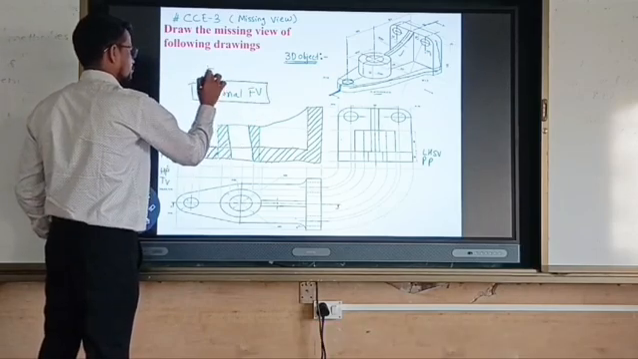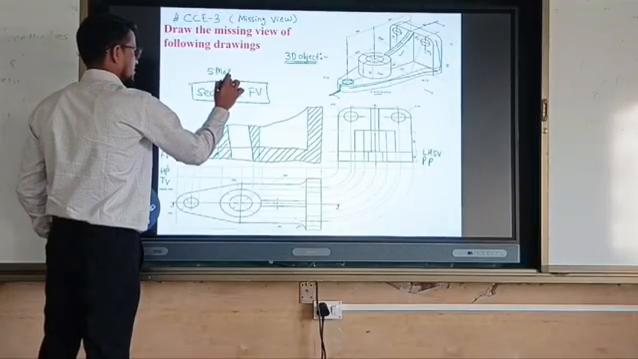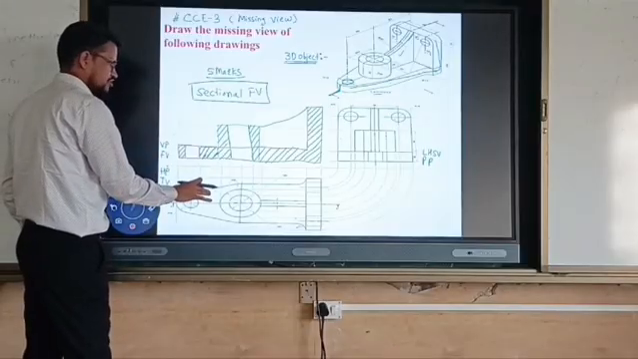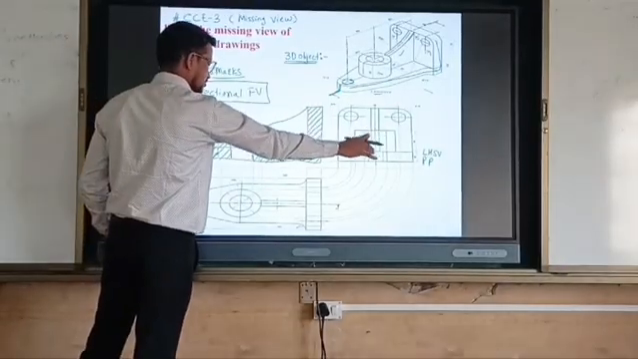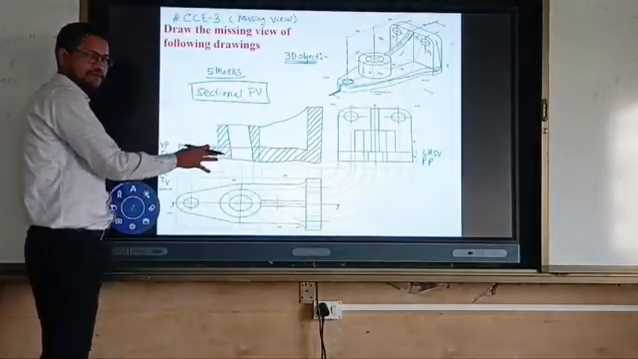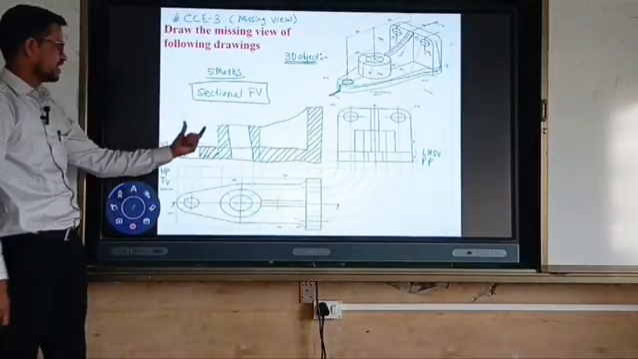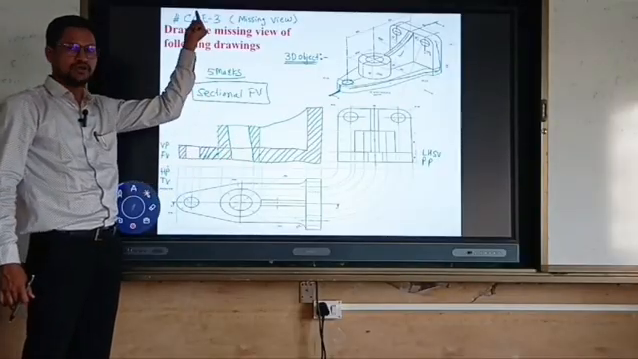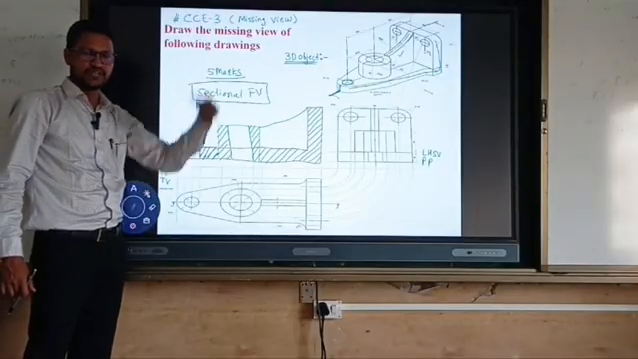Four marks, five marks. Five marks if you complete the one missing view. The top view is already mentioned, and the side view is already mentioned. With the help of the side view and the top view, if you draw freehand, you will get a perfect front view. So this is the actual procedure for CCA3. Very good. Thank you.